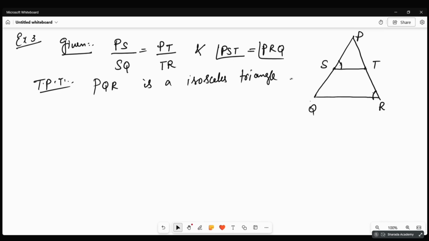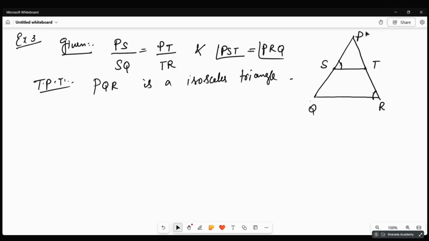Okay. So first thing, isosceles triangle means what? Any two sides you can take actually. So if any two sides are equal in a triangle, then we call it an isosceles triangle.